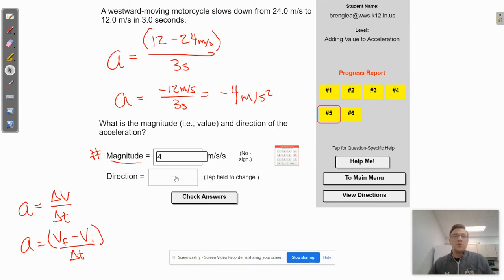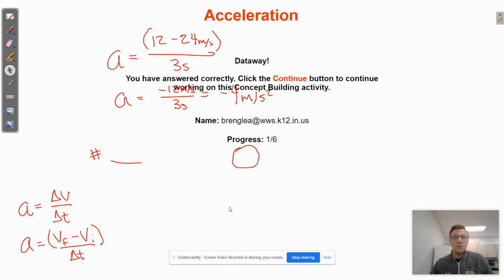Okay, now the direction, we really don't even need to include the negative sign here on the 4 because we're going to assign the direction. It says that it's moving to the west and it's slowing down, so we know that the direction of the acceleration must be to the east. Since it's slowing down, direction must be opposite. We learned that in the last trophy. So we can put 4 meters per second east, and it actually does tell you right here that you do not need the negative sign. So we can leave it just like that. Okay, we'll go ahead and check our answer. Okay, great.